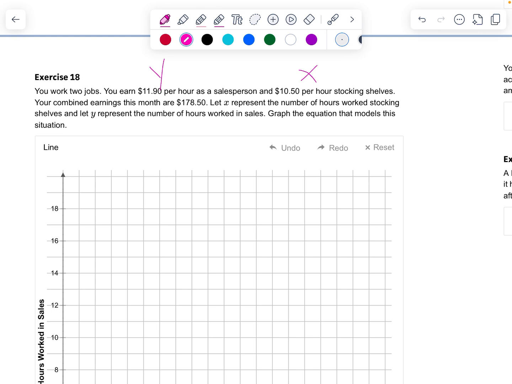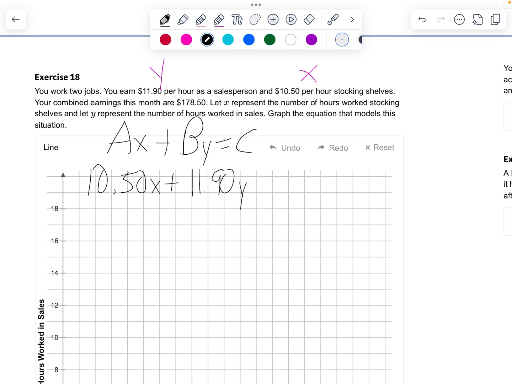This is where standard form comes in handy, right? Remember, standard form is A times X plus B times Y equals C. So we're going to set this up in standard form and then move stuff around and then graph it. So this is actually a good one. X is the 10.50. So if I write this out, this is going to be 10.50X plus 11.90Y equals 178.50.